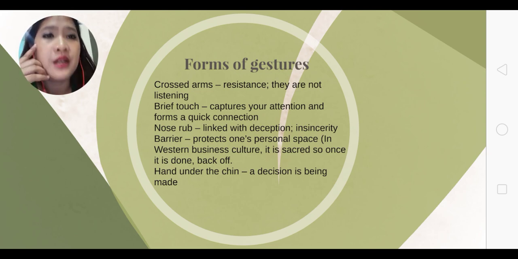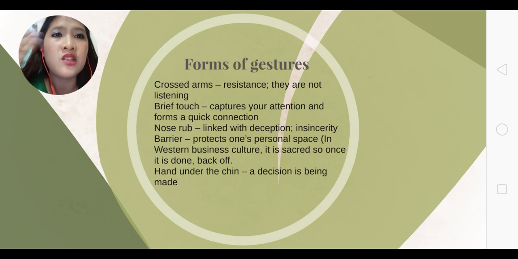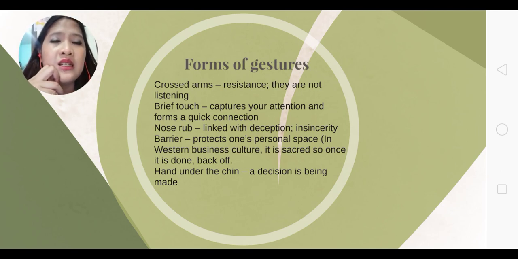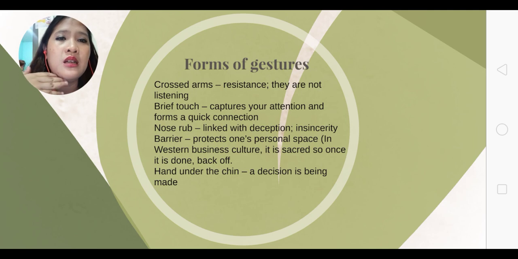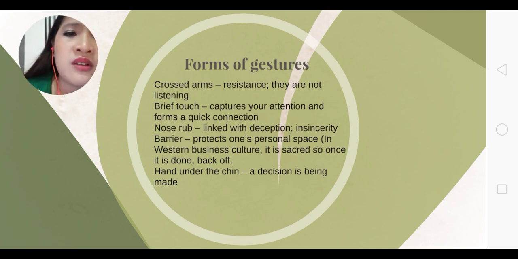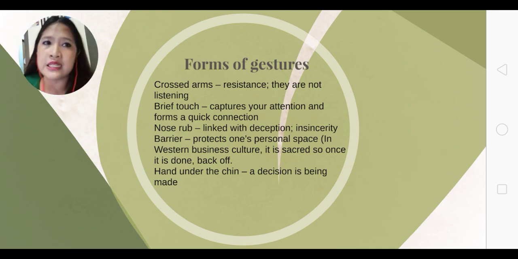Next, brief touch. This brief touch is like touching the person quickly. It is an attempt to catch your attention and form a quick connection. In Filipinos, it's a way for you to call the person, right? It is parallel to the meaning of the gesture. You're trying to get the attention.